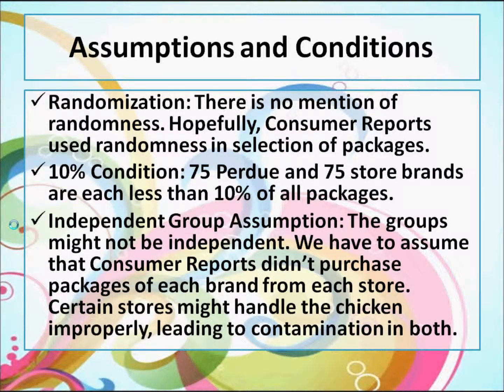Independent group assumption. Well, here they may not be independent, but what we're going to do is assume that Consumer Reports didn't purchase packages of each brand from each store. Because certain stores might handle their chicken improperly, this could lead to contamination in both, but we're going to go with the assumption that they were independent.